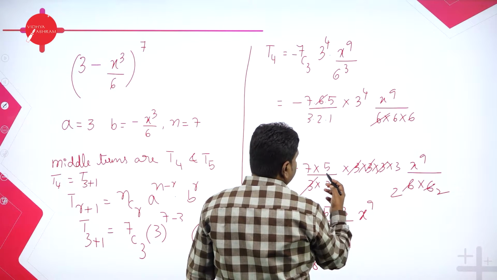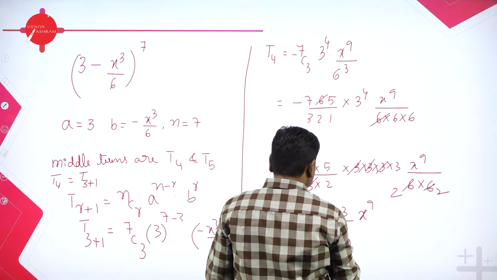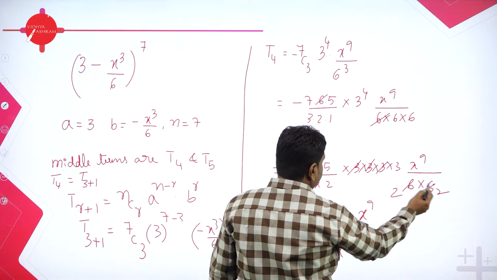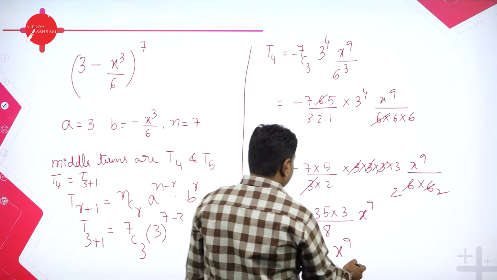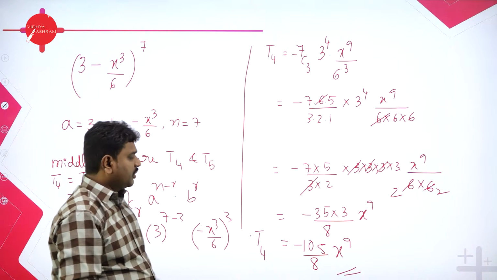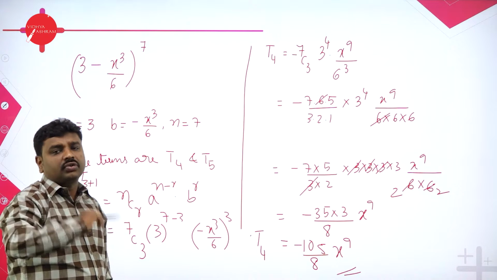And I have 7 fives are 35, 35 into 3, that is 105, divided by 2 twos are 4, twos are 8, into x power 9. I hope all of you got it. So now we got T4.